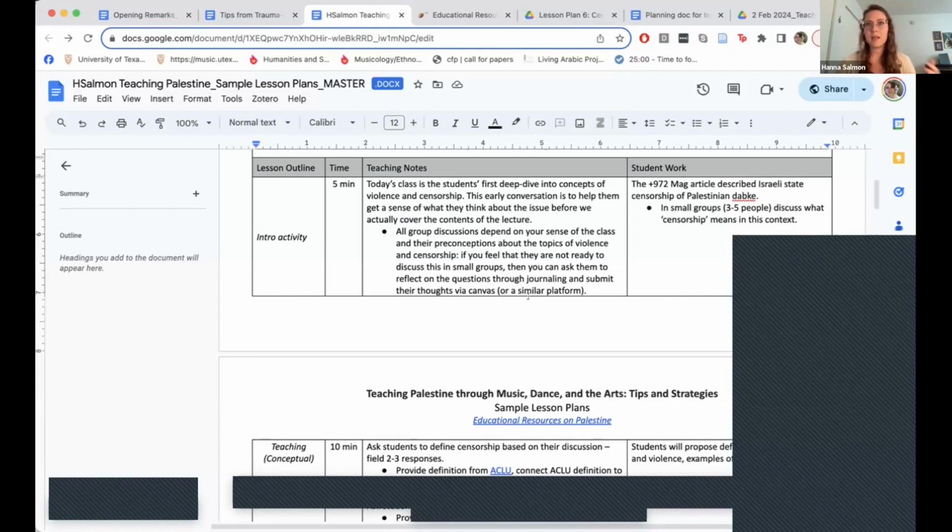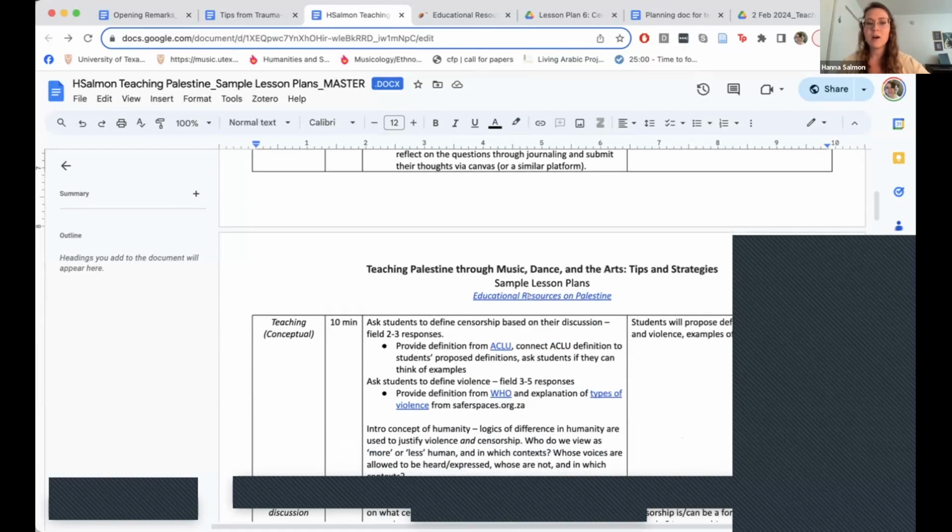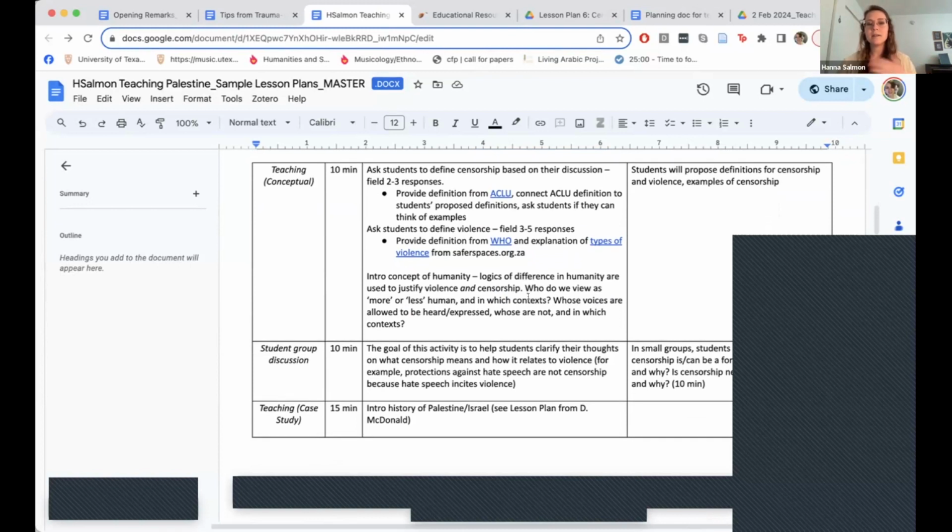The point is that they're able to express their responses to these questions in a way that maintains the safety of the space. So once they talk about censorship specifically in relation to that article, then we talk as a class about how we might define censorship, what examples of censorship they might be able to name, and then the question of violence. How might we define violence? We talk about different types of violence.